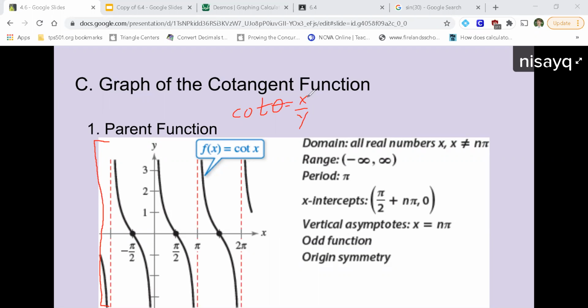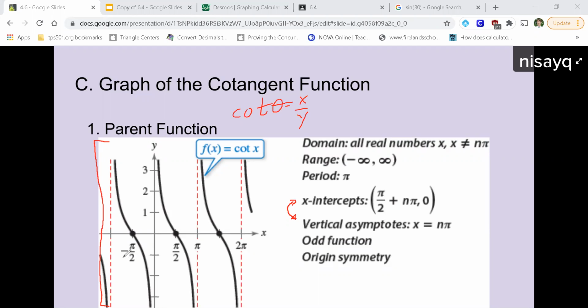And the numerator will be 0 whenever x is 0, which happens on the y-axis at pi/2 and -pi/2. So then our x-intercepts are now pi/2 plus n pi. So 1 pi/2, 3 pi/2, 5 pi/2, and -1 pi/2. All that happened was these switched. That's all that happens between a tangent and a cotangent.